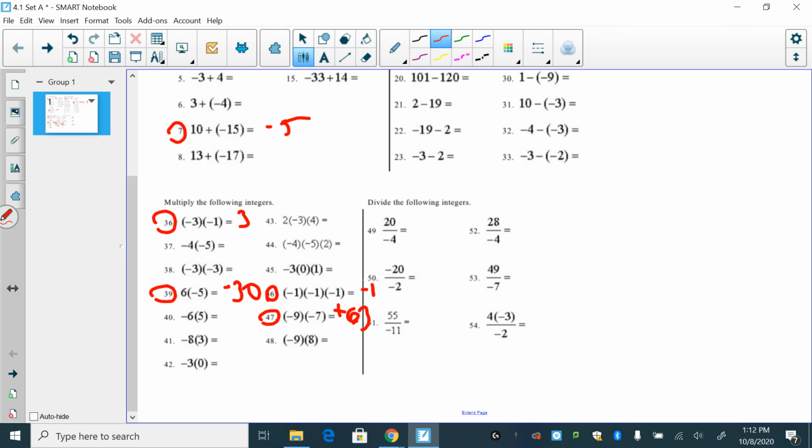Okay, same rules apply for division. So if you have a positive and a negative, it'll be a negative. So this will be -5, 20 divided by -4. If you have two of the same sign, even number of signs, -20 divided by -2 makes +10. And that's basically how you work with integers.